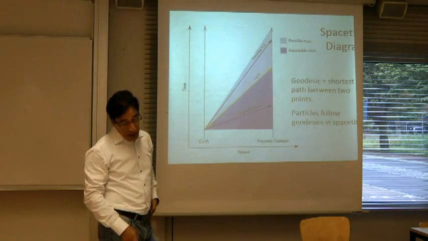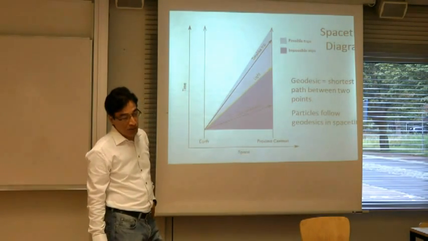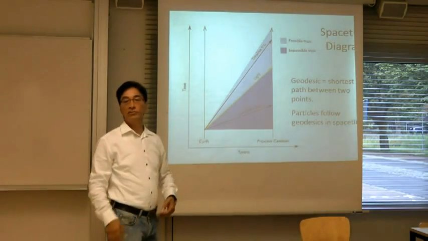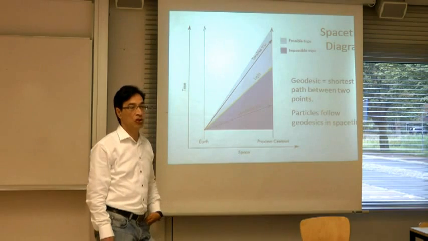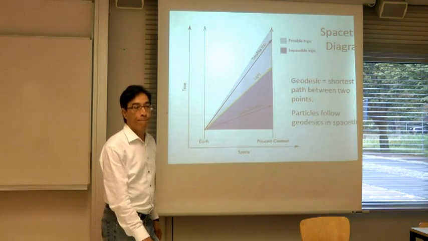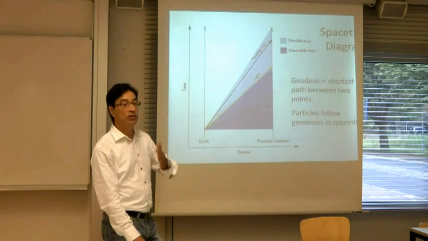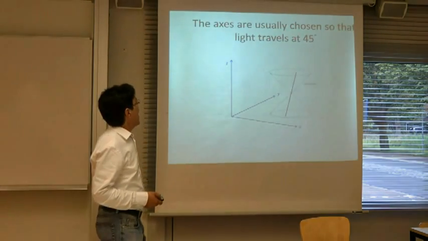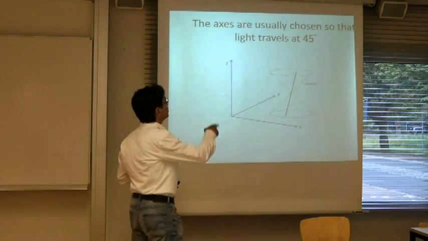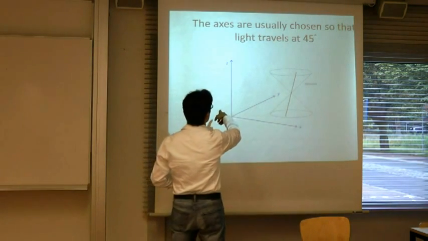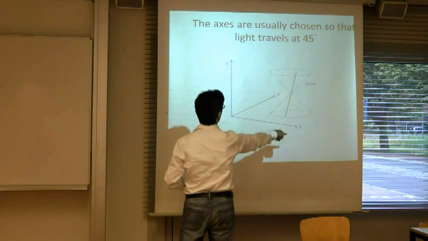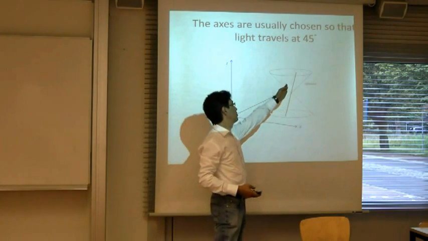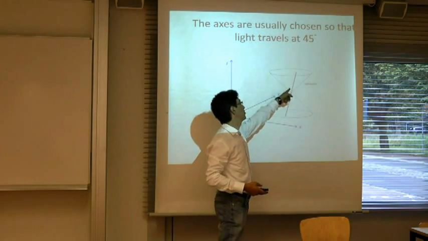You remember when we were in high school or primary school, they always asked you, what is the shortest way? And always, what was the answer? The shortest way between 2 points? Exactly. It is 100% wrong. Now we see that. The axes are usually chosen so that light travels at 45 degrees. These are the coordinates, 3 dimensions. But we should add the 4th dimension here. This is the cones of time.